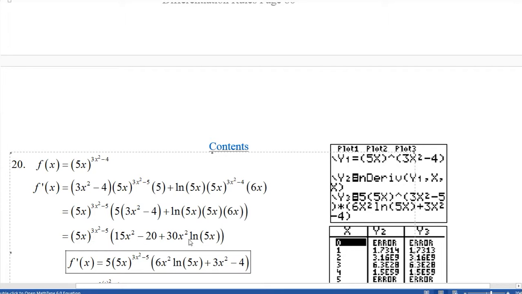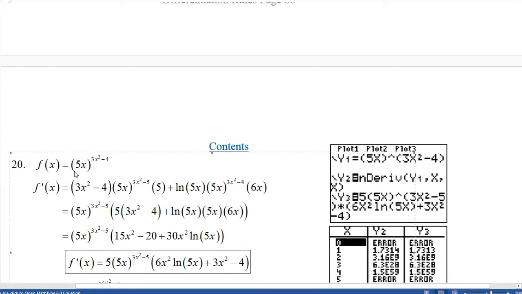Well, let's see, divide this by 5, we get 3x squared. That's here at the end. And negative 20 divided by 5 is negative 4, that's here. And divide 30 by 5, that's 6, and then we have the x squared and the ln of 5x. So that's one way to write the derivative formula there.